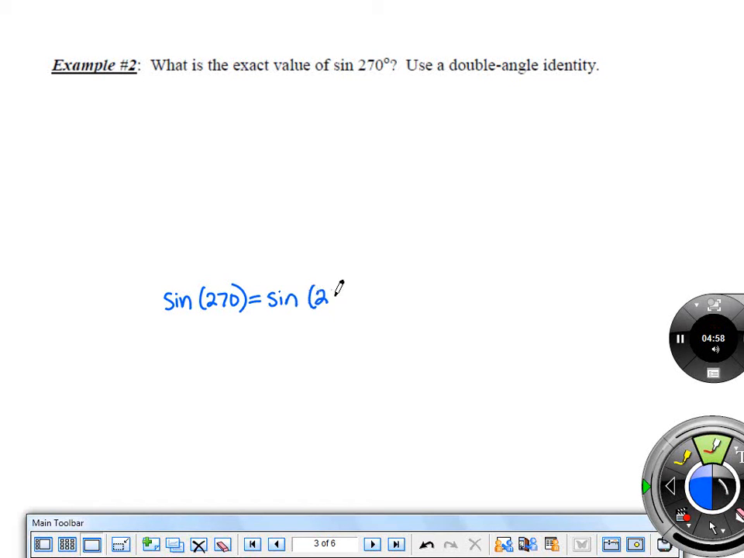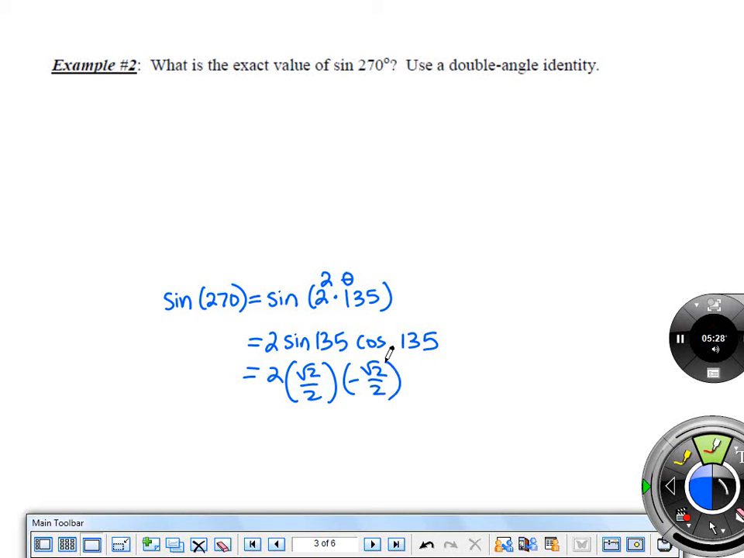Okay? So if you wanted to find the sine of 270 using the double angle identity, you want to think of 270 as 2 times something. And so 270 is the same as 2 times 135. So in the formula, this is like your 2 theta. So the formula says sine of 2 theta is equal to 2 times the sine of theta, which is 135 in this case, times the cosine of theta, which is also 135. So this is 2 times rad 2 over 2 times negative rad 2 over 2.